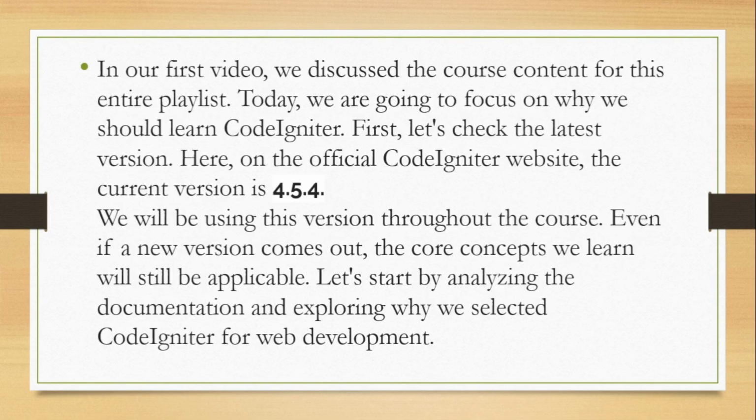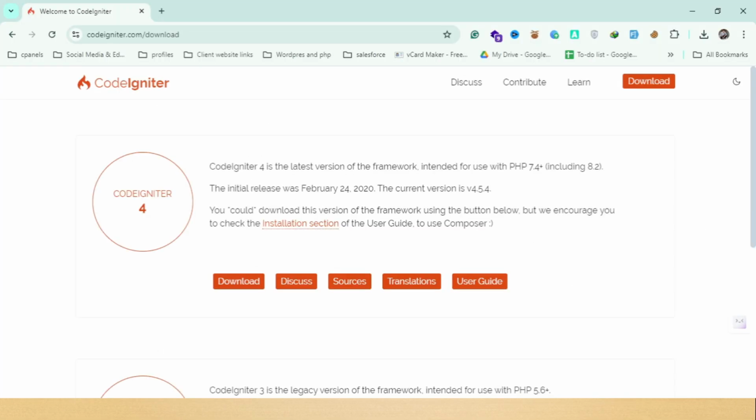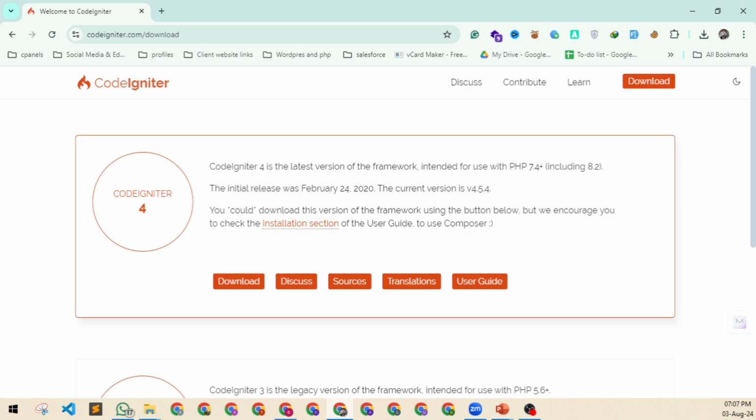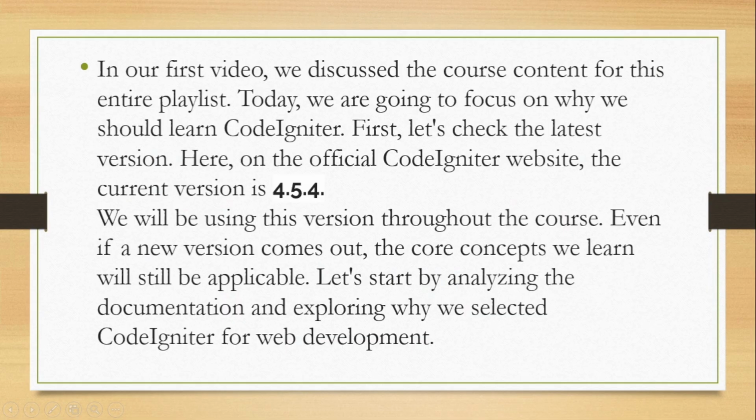In our first video, we discussed the course content for this entire playlist. Today, we are going to focus on why we should learn CodeIgniter. First, let's check the latest version. Here on the official CodeIgniter website, the current version is 4.5.4. We will be using this version throughout the course.